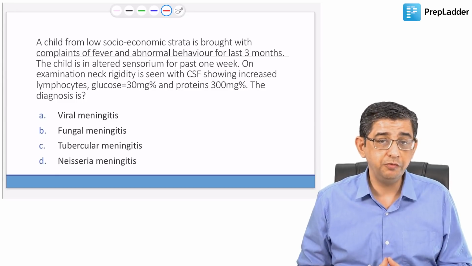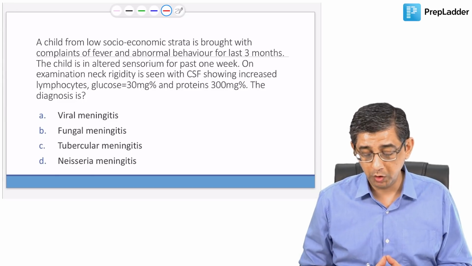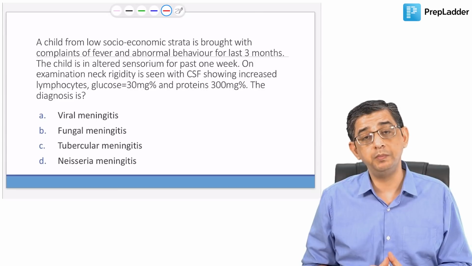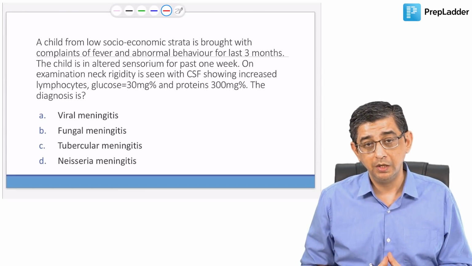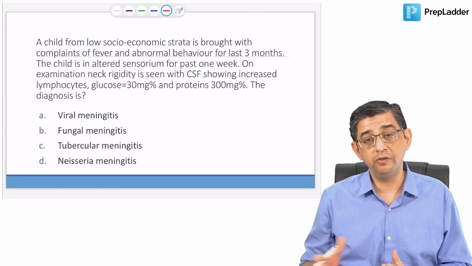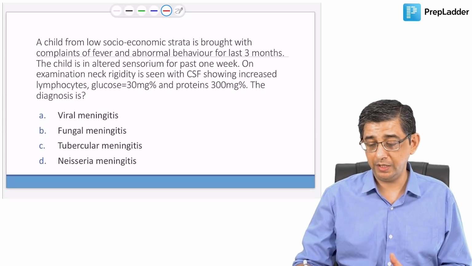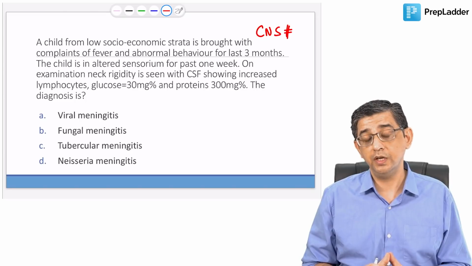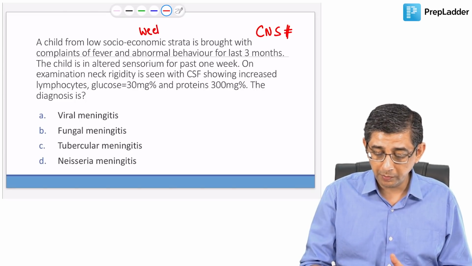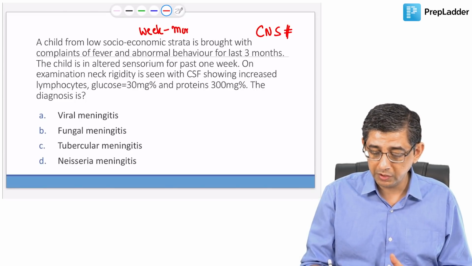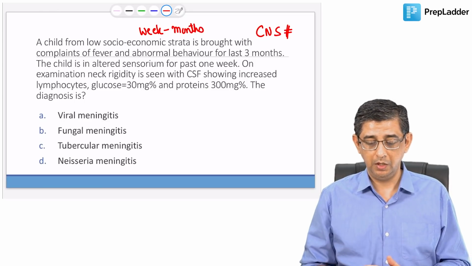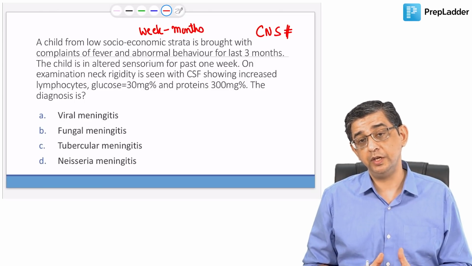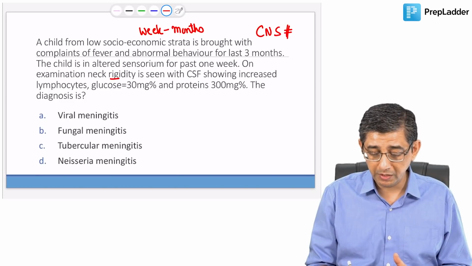It's talking about a child from a low socioeconomic stratum who has been brought with fever and abnormal behavior for the last 3 months. The child has been in altered sensorium for the past 1 week. So there's definitely a CNS event that has occurred in this child. The illness is spanning weeks to months. On examination, neck rigidity is present. So we are definitely talking about meningitis here.